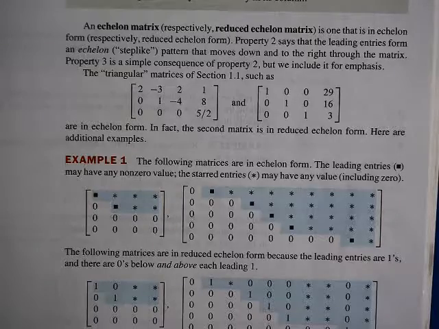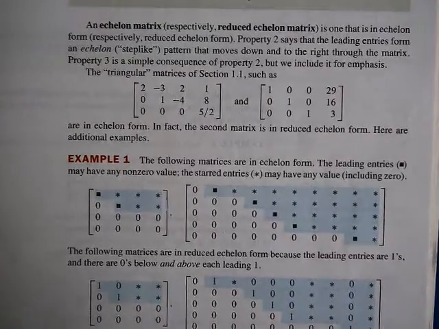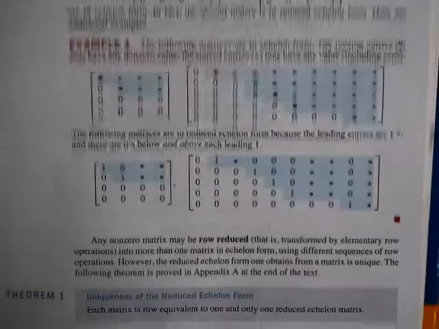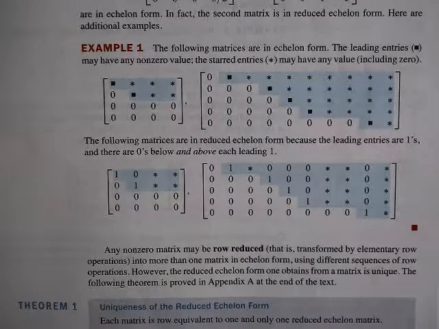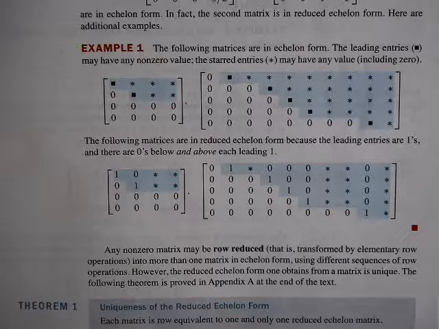So if we were looking at some of those, it would be down here. Again, 0 rows at the bottom. The pivots or the leading entries are 1, and under that 1 are zeros, above that and below that 1 are also zeros. This is reduced echelon form.